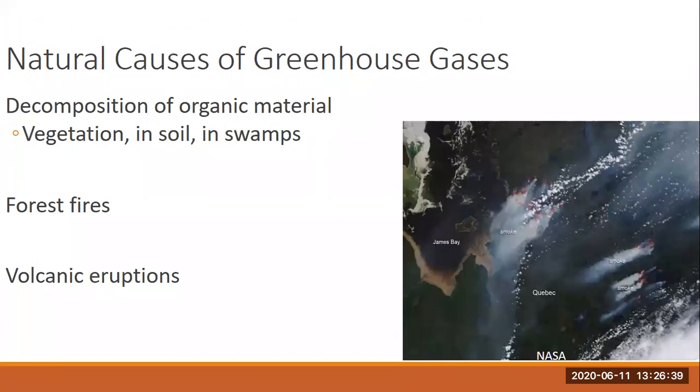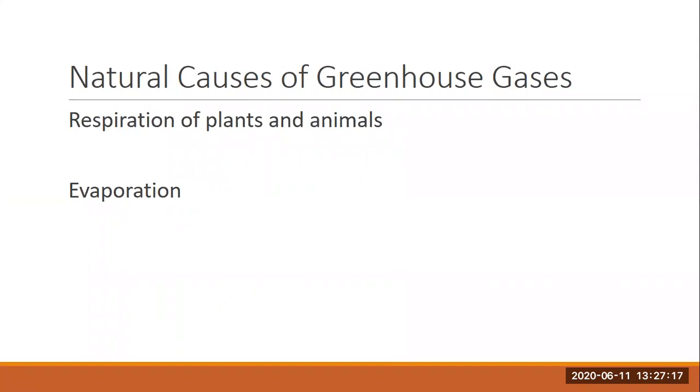So what allows these greenhouse gases to be present in the atmosphere? It's just a part of nature. We have decomposition of organic material, which is carbon-based, which allows carbon dioxide to go up in the atmosphere. That can happen through decomposition of vegetation, decomposition of organic matter in soils, decomposition of organic material in swamps. And with the swamps, it's as much methane as it is carbon dioxide. We can also get greenhouse gases going up by forest fires. We can get it going up by volcanic eruptions. A couple of other ways that you can have natural causes of greenhouse gases: just that respiration of plants and animals give off carbon dioxide.